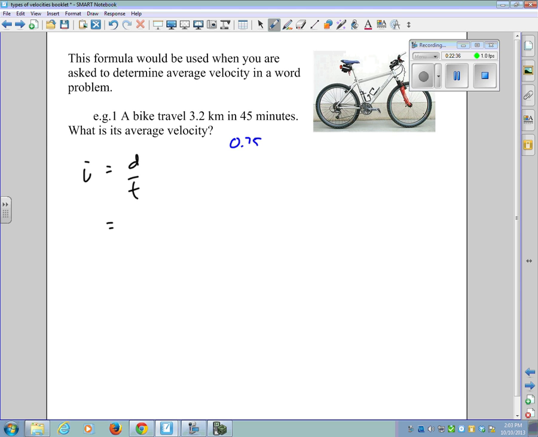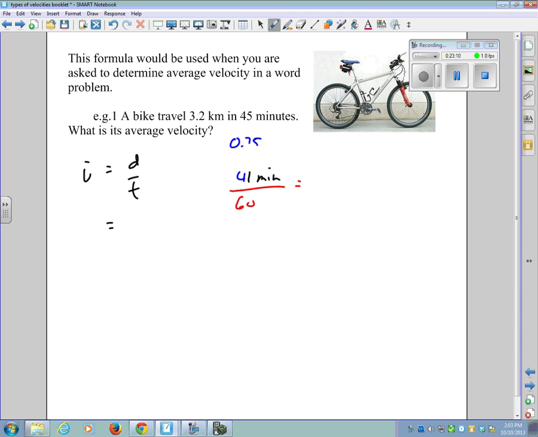What if it wasn't 45 minutes, Hannah? What if it was 35? Nope, I meant to write 41 minutes. What if it's 41 minutes? What are we going to do? How did we turn 45 minutes into 0.75? Divided by 60. Thank you, Ryan. So if it's 41 minutes, then it's going to be 41 divided by 60. Whatever that means.